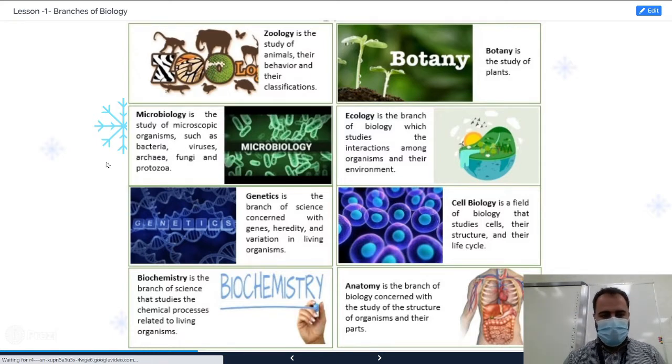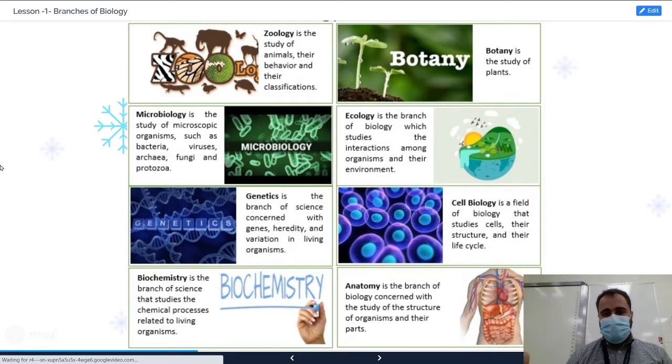We move to microbiology. Microbiology comes from the term microorganisms. Microorganisms are organisms at a microscopic scale. Microscope comes from micrometer. You have meters, centimeters, millimeters, and micrometers, which is 10 to the power minus 6 meters. So it's a very small scale that cannot be seen by your eyes.